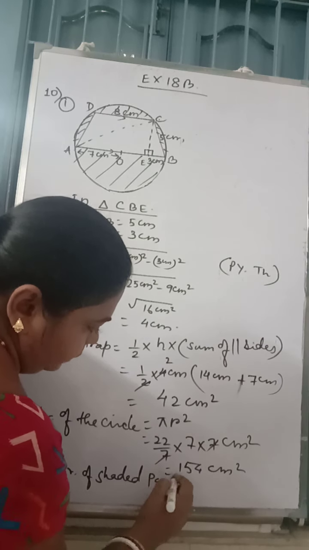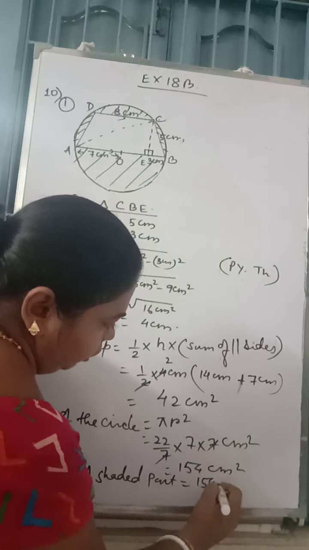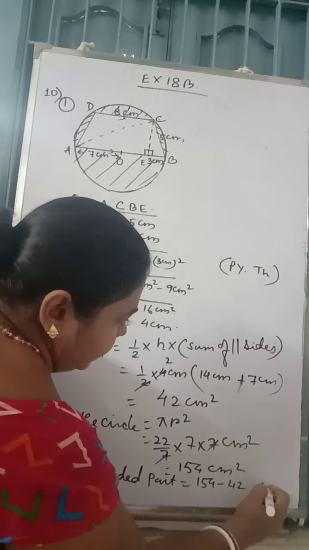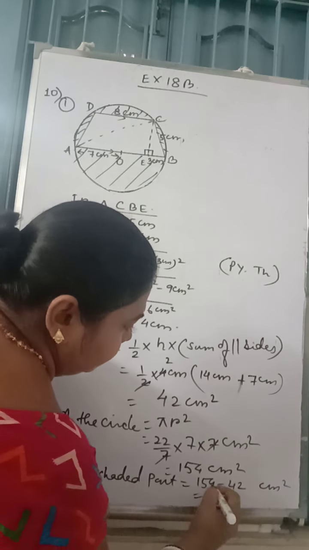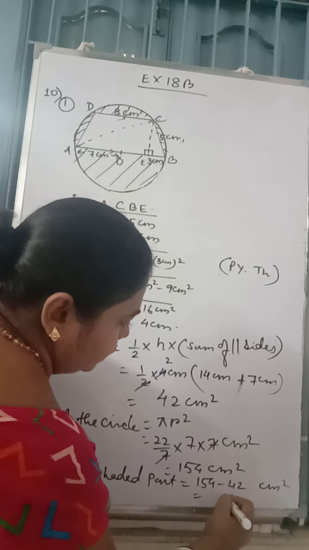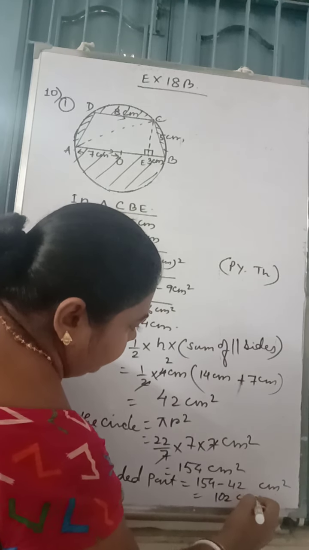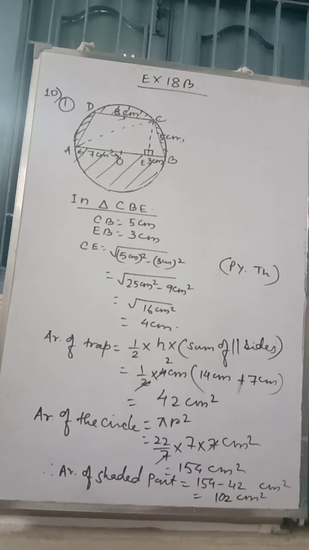The shaded part would be 154 minus 42 centimeter square. 4 minus 2, 2. 102 centimeter square will be the area of the shaded region. Kindly write it.